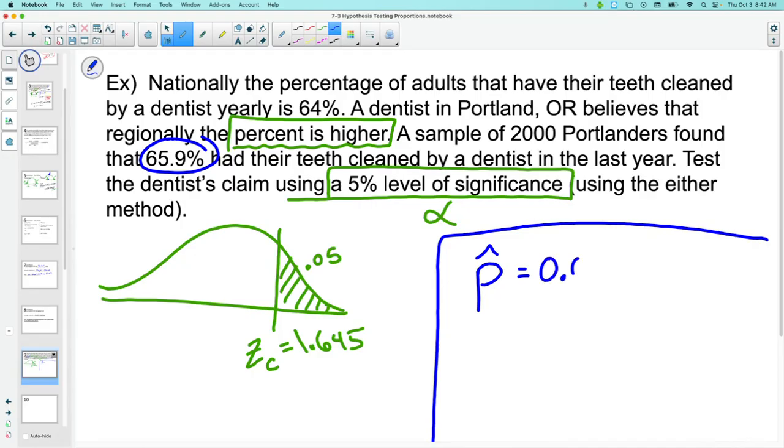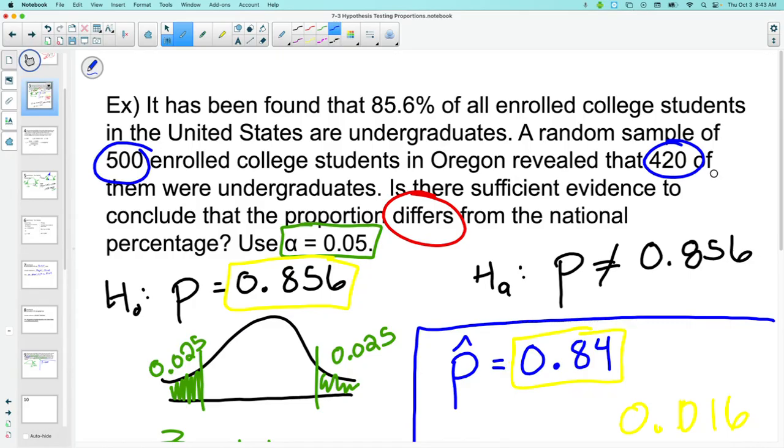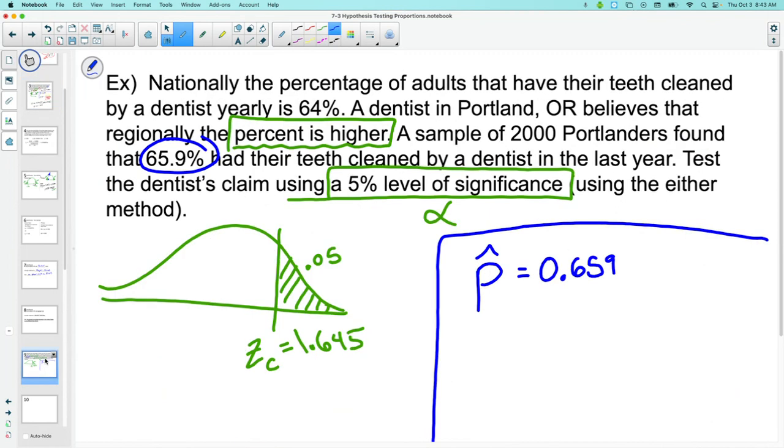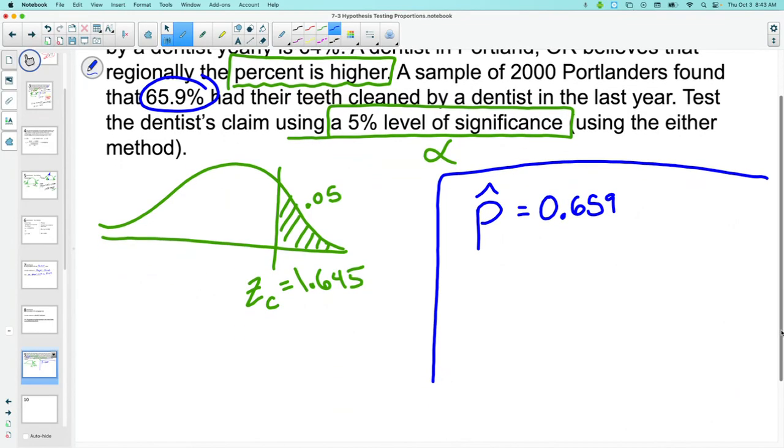Okay, great. If we had to figure it out and they didn't tell us, what would we do? We'd do like we did on the last one. Like in this one we had to take 420 divided by 50 because it wasn't already done. We would take, in this one, whatever it is divided by 2,000 to get that percentage. But he already pre-did that, so great, I have it. And then we can find our z-test value.